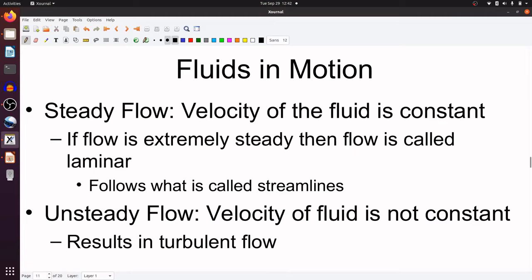All right, fluids in motion. Before we were dealing with steady fluids, so the fluids were static, not going anywhere. Now the fluids are going to go somewhere. They're going to move. There are two types of flow, steady and not steady. Steady flow is obviously the velocity of the fluid is constant. If the flow is extremely steady, we call it laminar, and it follows what's called streamlines.